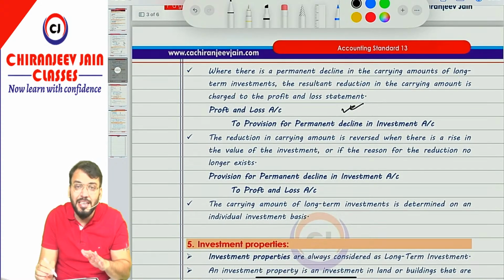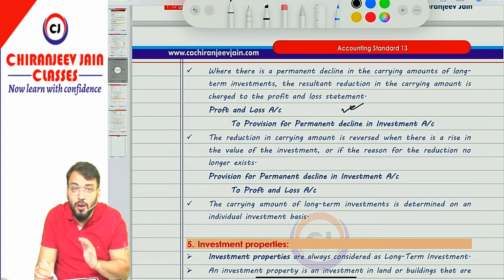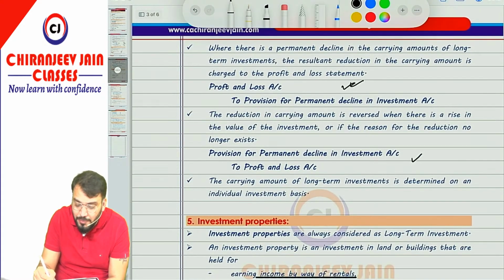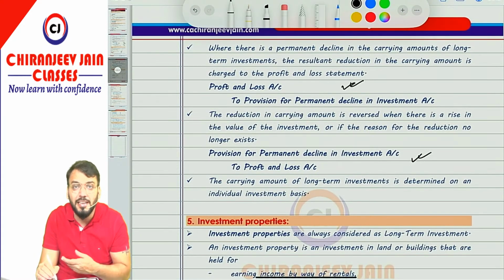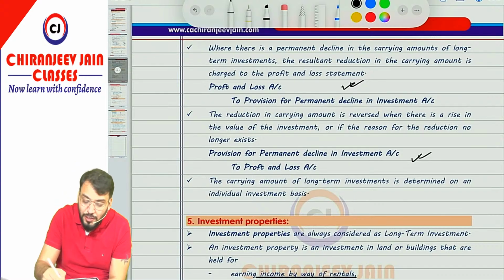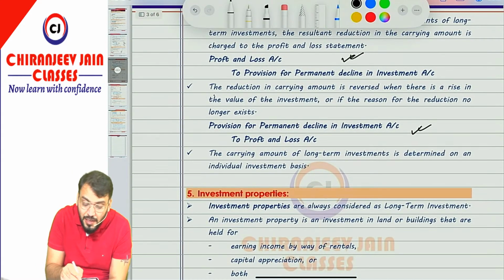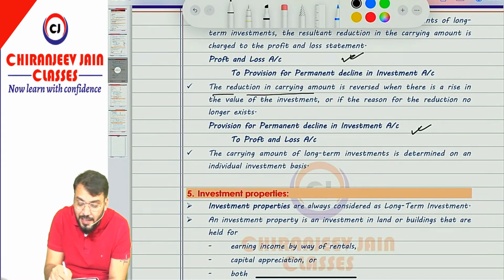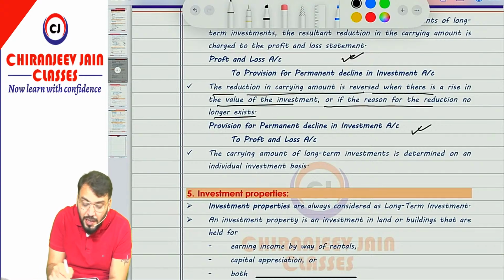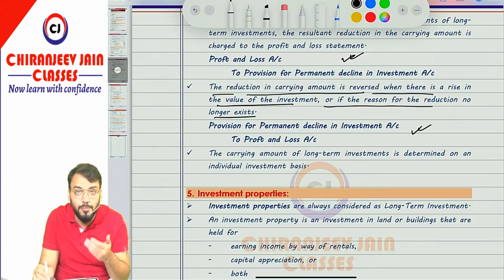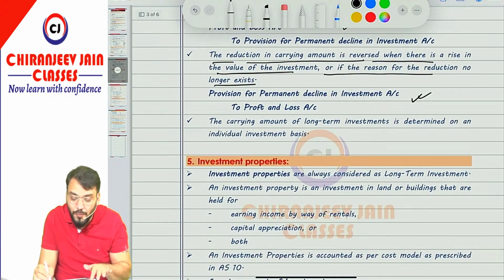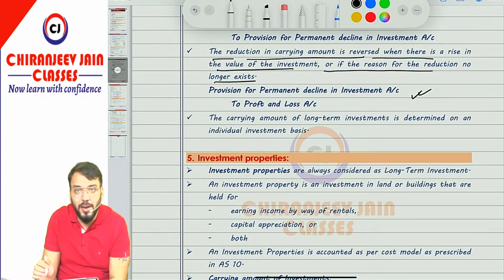However, subsequently, if there is an increase in the value of the asset, or that decline no longer exists, meaning there is a reversal of such decline, then we reverse the provision whatever we have created, and pass one journal entry: provision for permanent decline account debit to profit and loss account. So when you create it, the journal entry is profit and loss account debit to provision for permanent decline, and if the reduction in carrying amount is reversed when there is a rise in the value of investment, or if the reason for reduction no longer exists, then we reverse that. Then our journal entry becomes provision for permanent decline account debit to profit and loss account. Got this point?